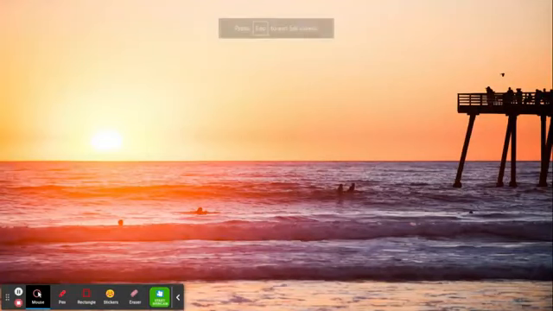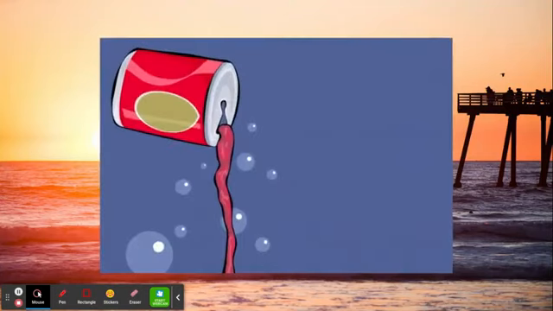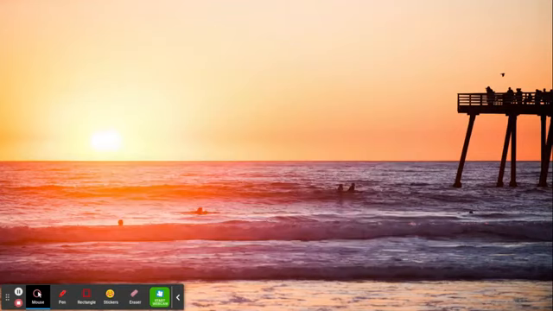What a beautiful day out today. I'm kind of thirsty though, so I think I'm going to go ahead and pour myself a nice cola. But it's kind of warm, so I think I'm going to grab some ice. That'll help cool down my cola. So I'm going to go ahead and put that ice in there.